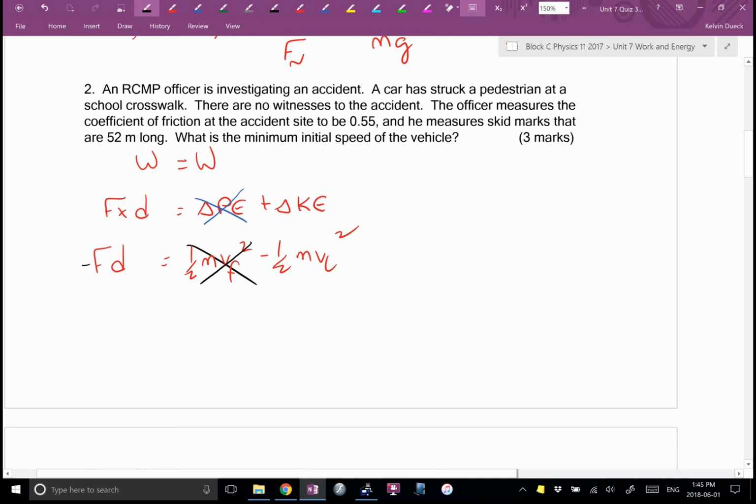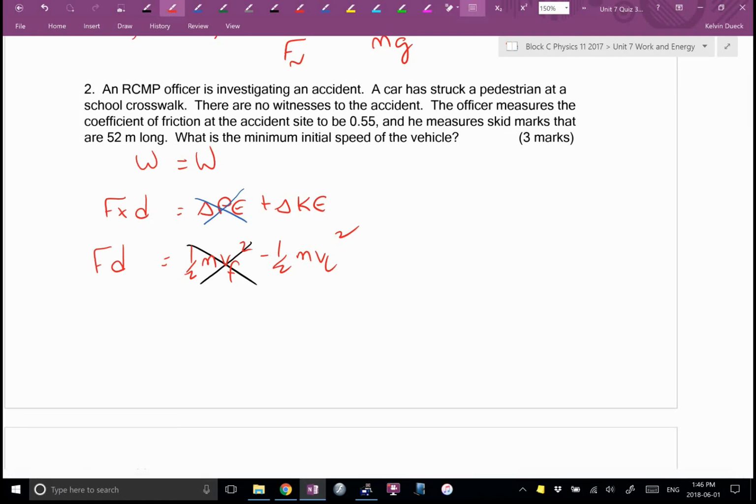Technically, I should introduce a negative right there because the force is in the opposite direction of the motion. But rather than do that, I'm just going to clue in and say speed is a scalar. It's going to be positive. So how would I get the v by itself? Times by 2, divide by m, and that's going to give me v squared. Joel, how do I get rid of a squared? So I'm going to get this.